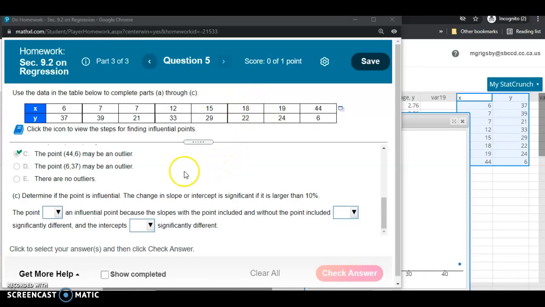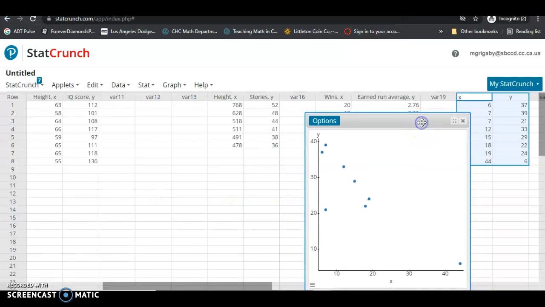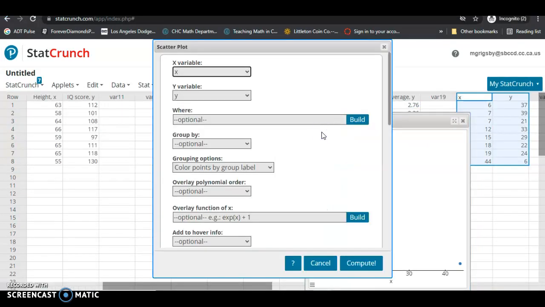All right, and then it says determine if the point is influential. It says the change in the slope or intercept is significant if it is larger than 10%. So what we're going to do to answer this question is construct the equation of the regression line based on the data as it is, with the outlier.